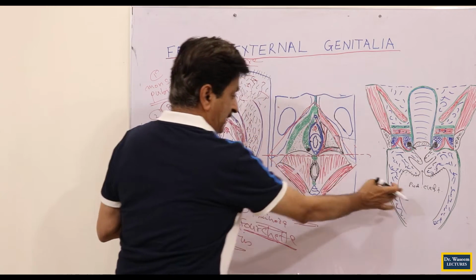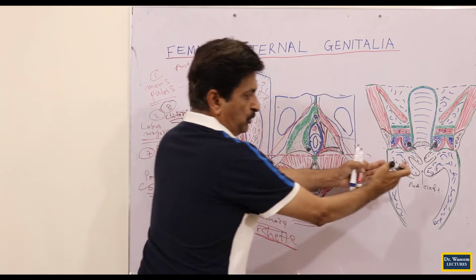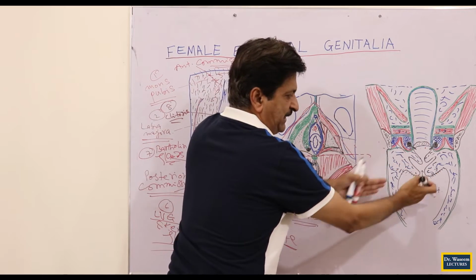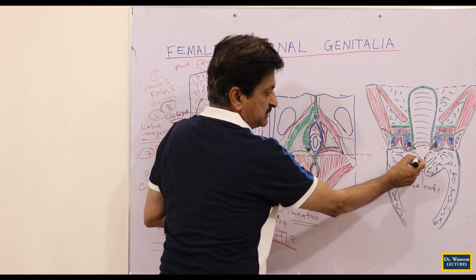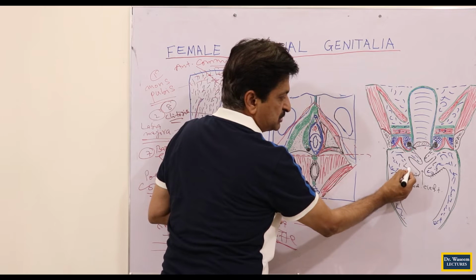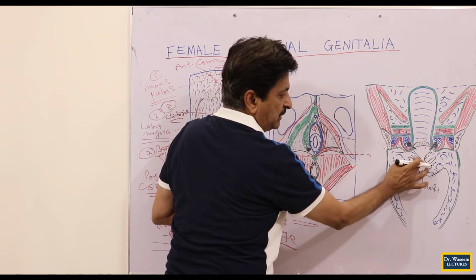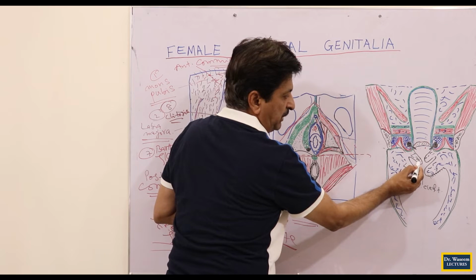Here both are intact, the pudendal cleft. If you just open this pudendal cleft and go inside, you will come across the labia minora. This is the labia minora, and this was the labia majora. I am removing it to show you the labia majora, and here is the labia minora.